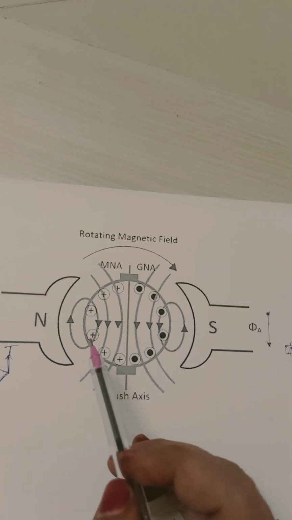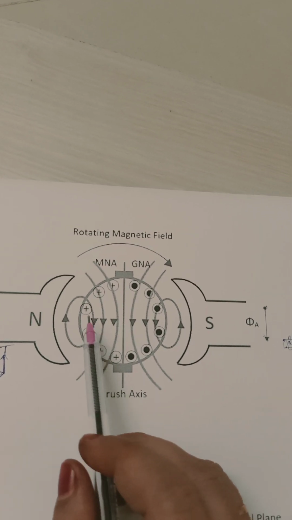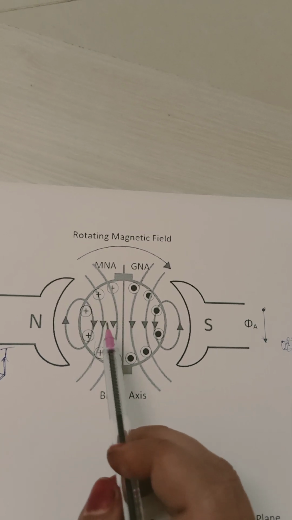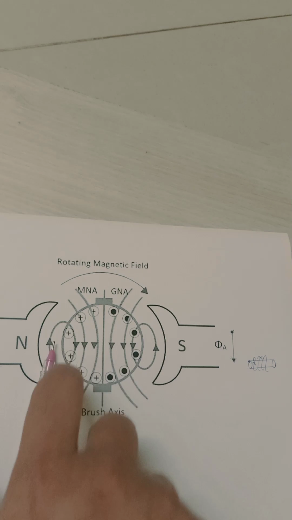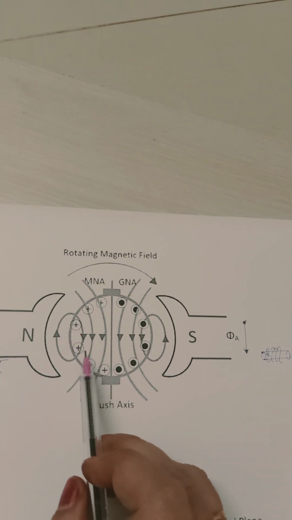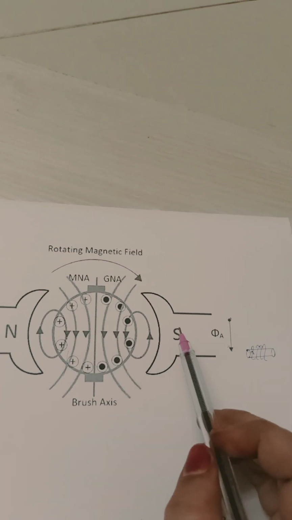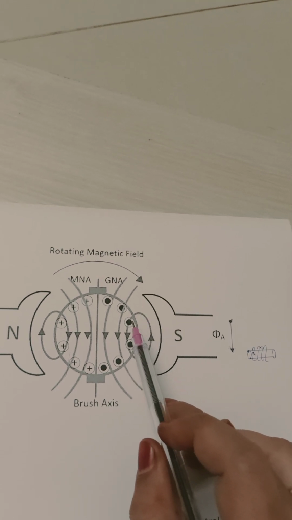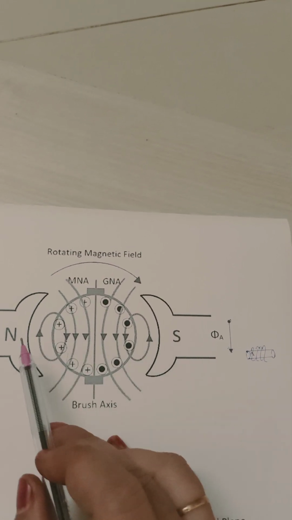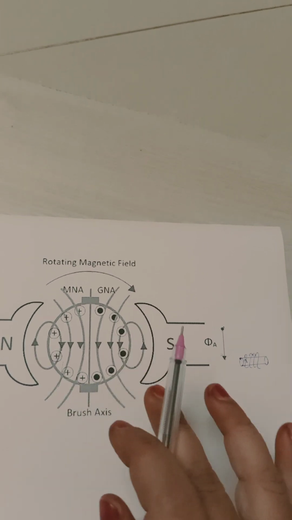Under the North Pole, if you observe the direction of current, it is going into the paper. The direction of current will be into the paper, whereas in case of South Pole, it is going out of the paper. It is represented by the dotted lines here, and the cross lines represent current into the paper.